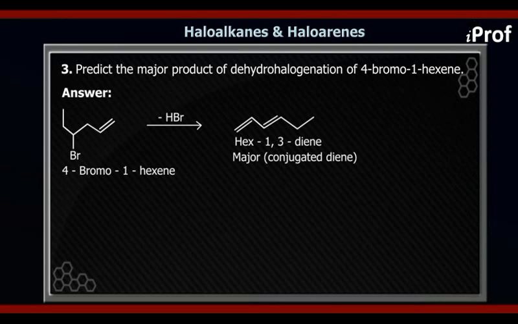This is known as hexa-1,3-diene. If suppose the base picks up the acidic hydrogen from the fifth carbon, then the product formed will be CH2, CH double bond, CH2. The name of this compound is hexa-1,4-diene. Decide which is the major product.